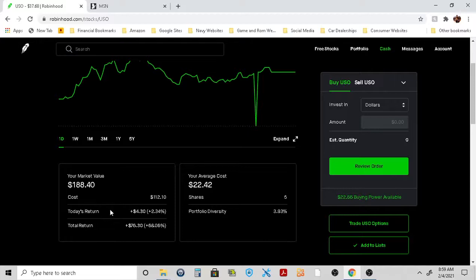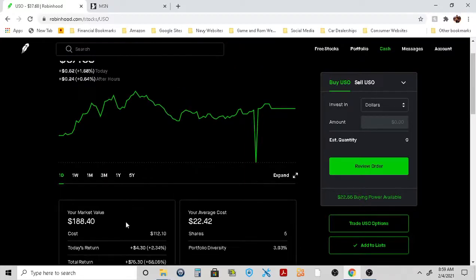Today's return was $4.30 or 2.34%, which was yesterday on Wednesday. And total return right now is $76.30 or a positive 68.06% return. Our portfolio diversity is 3.93%, so it is a small little portion of our portfolio. And most people would say, man, why do you only have 5 shares? Well, this is what I would tell you.